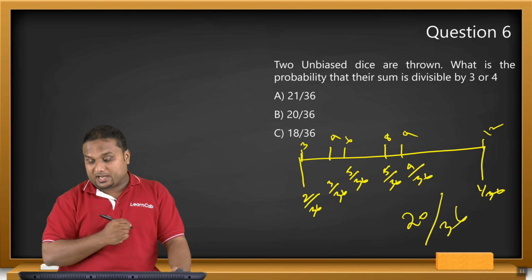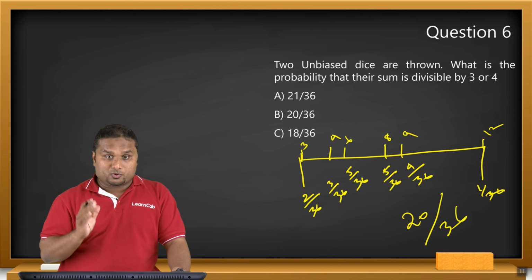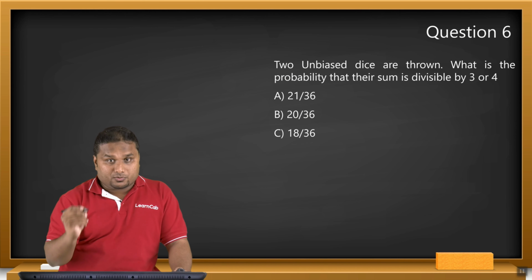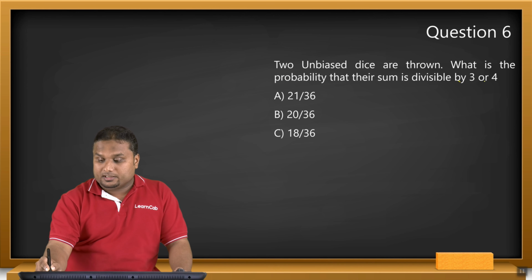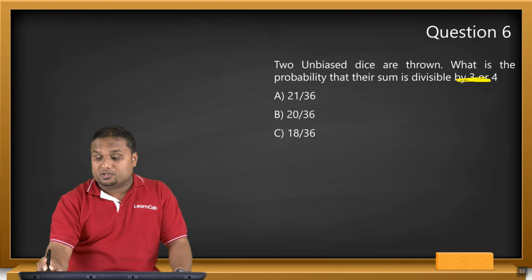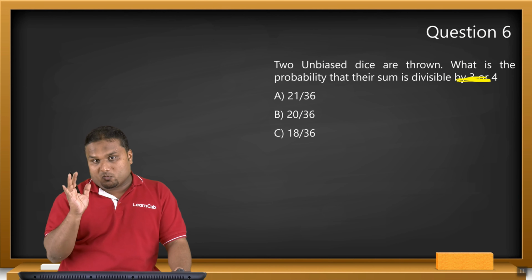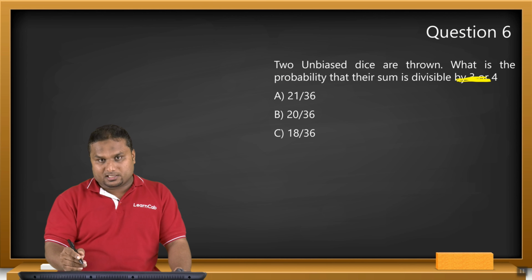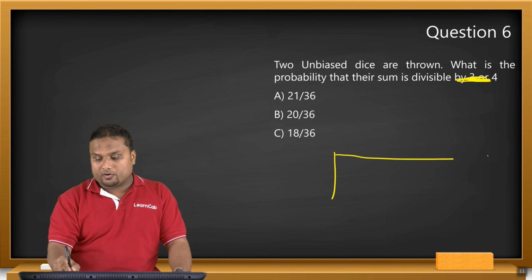In this way you can practice at home and you can improve the speed of doing the question. In 2014 December, they asked a question, what is the probability that their sum is divisible by 4? It's only one part of the question. In 2016 June, they asked their sum is divisible by 3 or 4, but in 2014 they asked their sum is divisible by only 4.